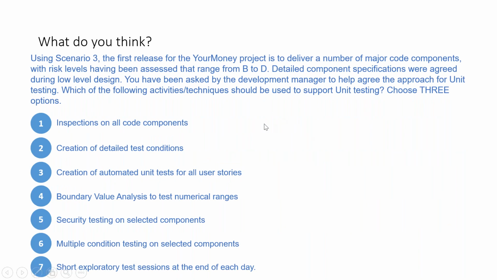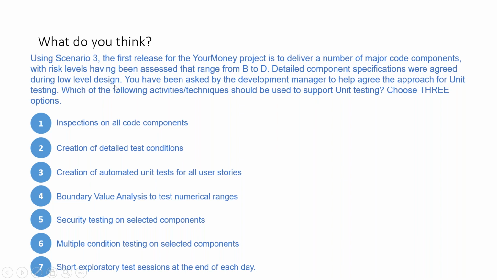Okay, so using scenario 3, the first release for the Your Money project is to deliver a number of major code components with risk levels having been assessed that ranged from B to D. Okay, A, B, C, D. So B, C, D risk levels. A first release is being done with major code components. So you have risk levels of those code components somewhere between B, C, D. Detailed component specifications were agreed during low-level design.